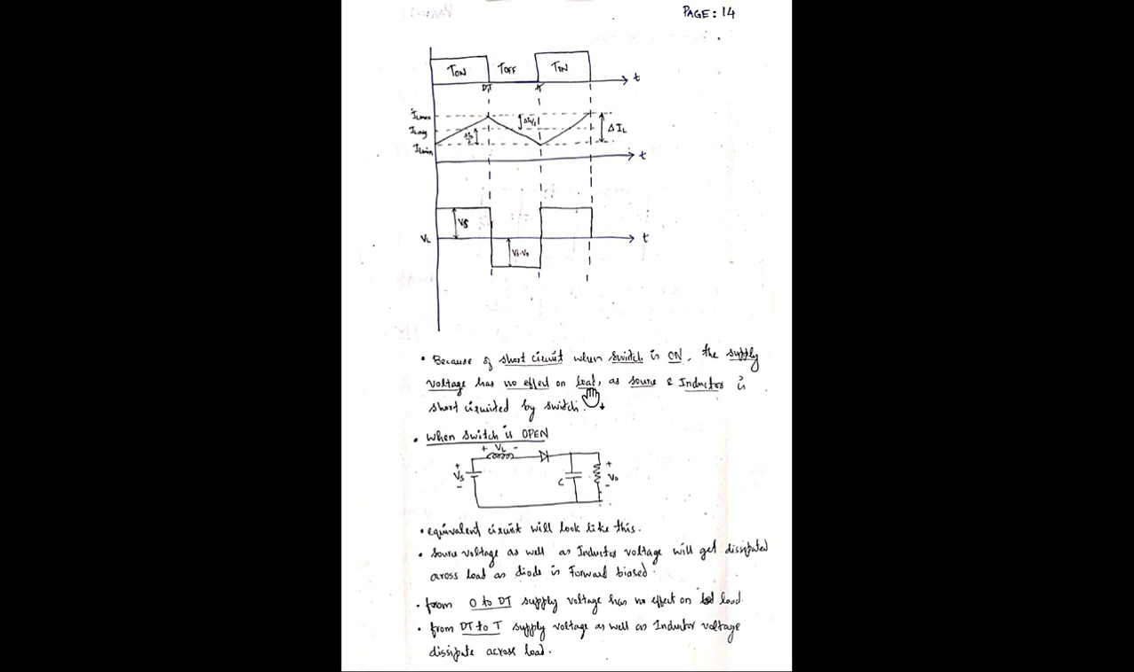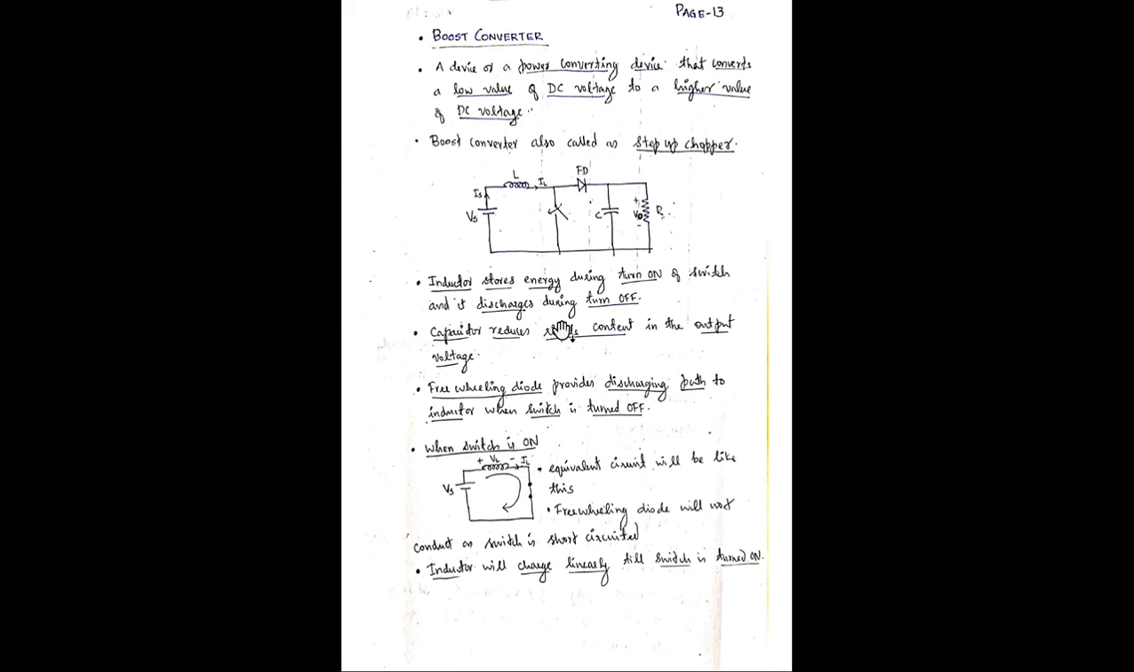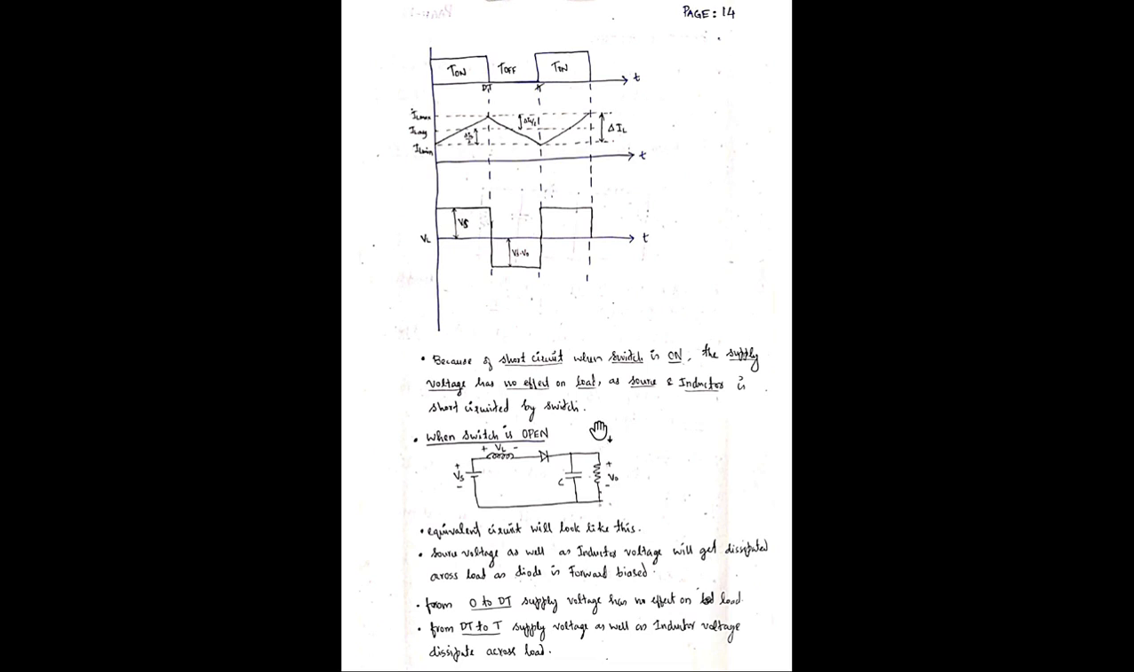Because of the short circuit, when the switch is on, the supply voltage has no effect on the load, as the source and inductor are short circuited by the switch. When the switch is on, there won't be any relation between the supply voltage and the load, because current will not flow through that path. Current will be flowing through this path only, so there will be no relation between the source voltage and the output voltage, the load voltage, when the switch is on. That is what is written here.